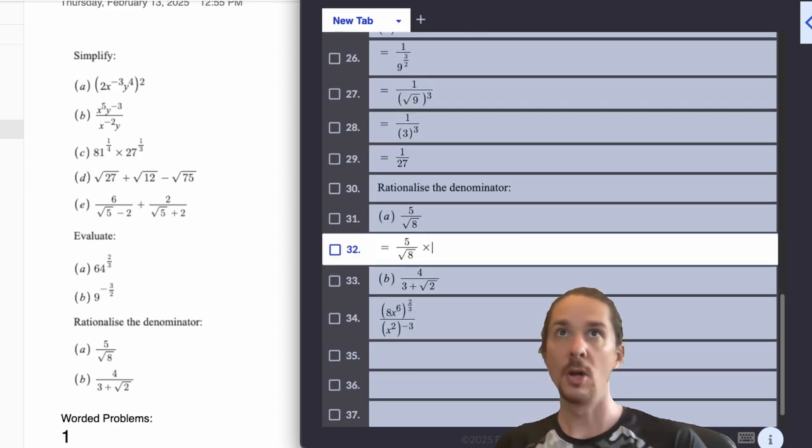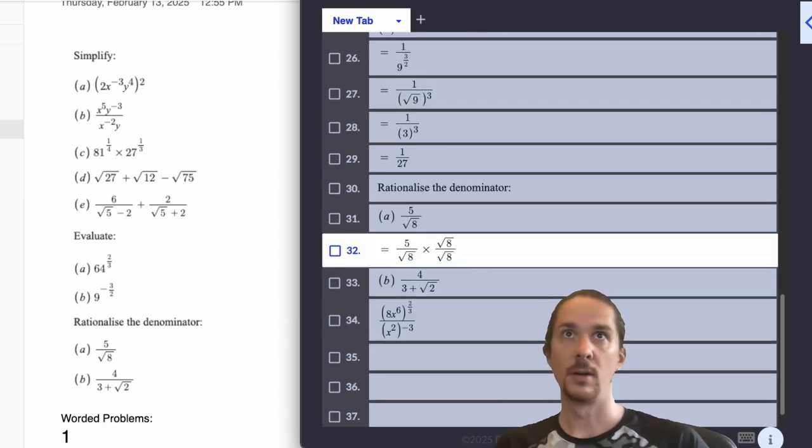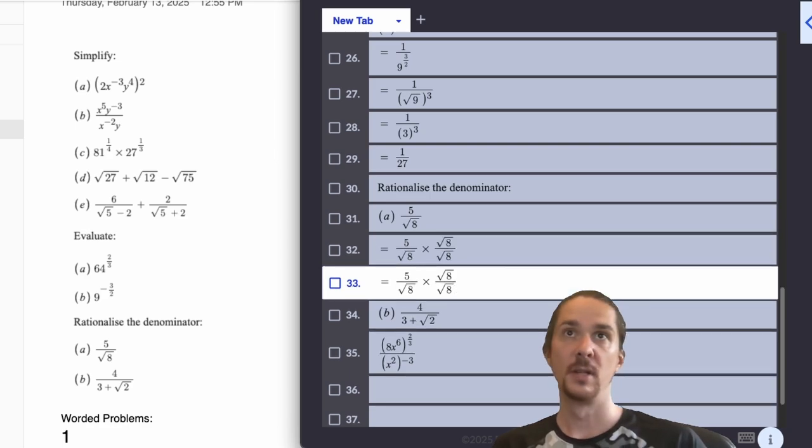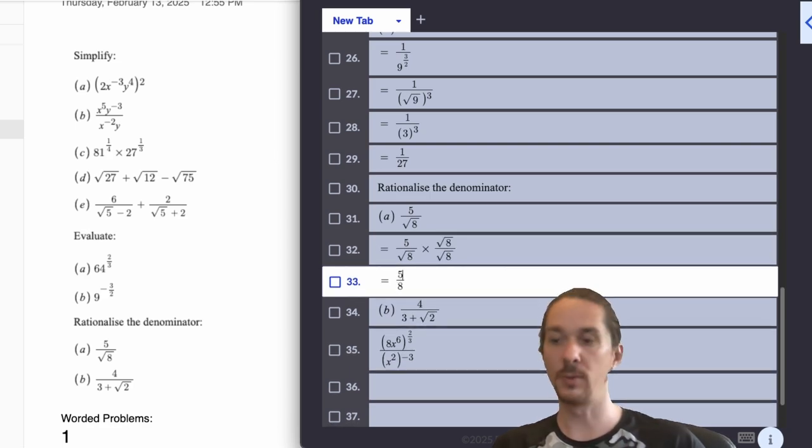Now to rationalize this denominator, all we have to do is multiply by a fraction that is equal to 1, that's going to get rid of that square root on the bottom. So this is going to give us 5 root 8 over 8, and that's it.